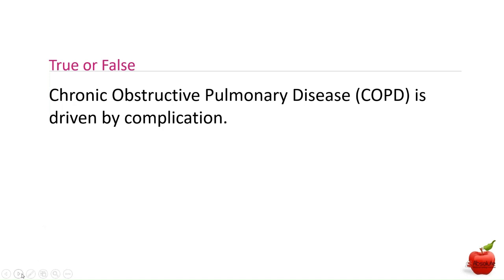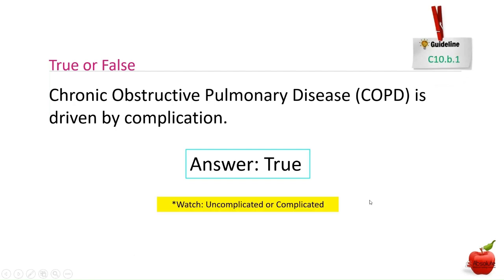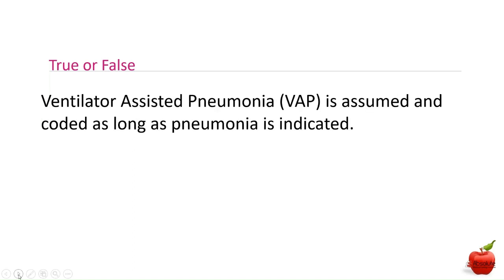Yes, and the answer is true. Yes, it's true that chronic obstructive pulmonary disease is driven by complications. Always watch out for uncomplicated or complicated. Now let's look into the next one. Ventilator assisted pneumonia is assumed and coded as long as pneumonia is indicated. So is it true or false?